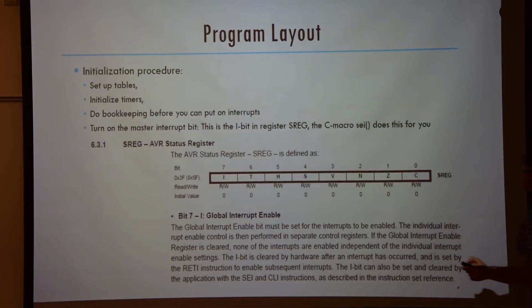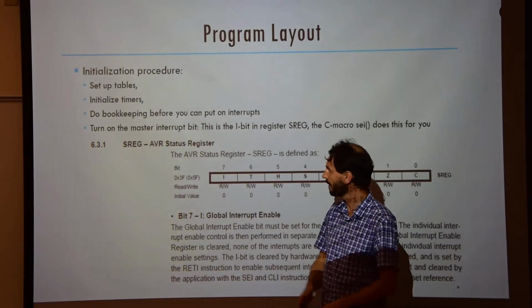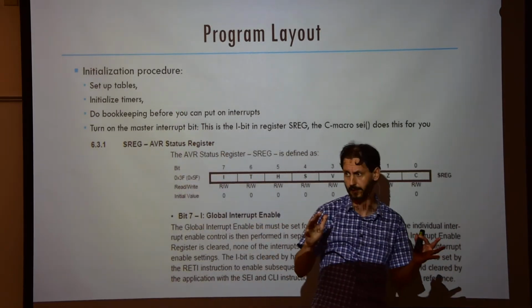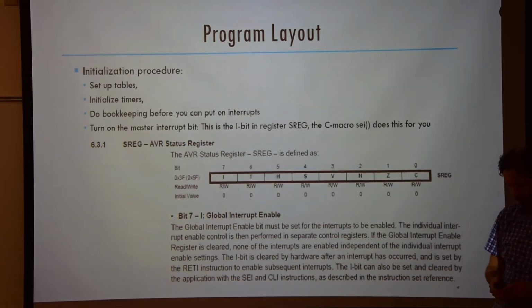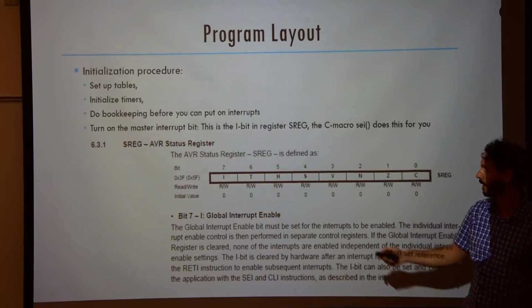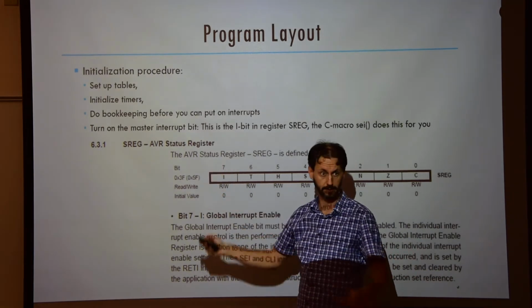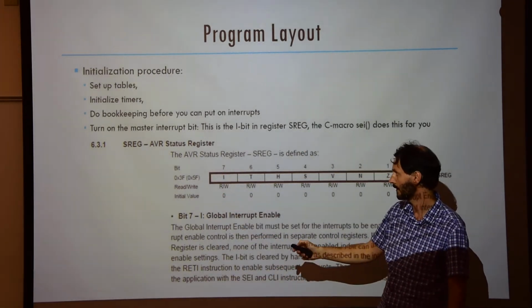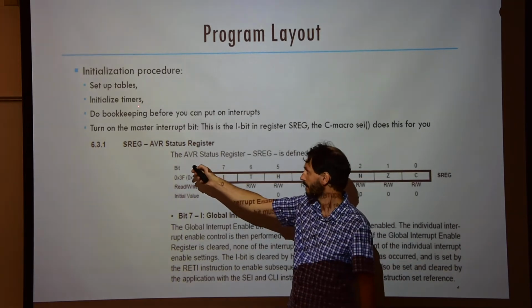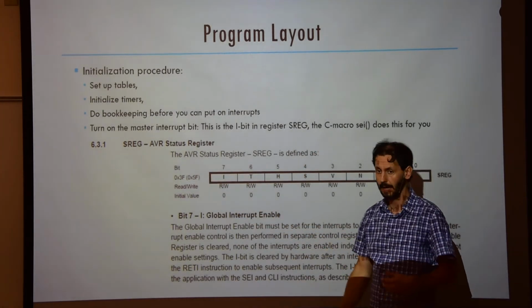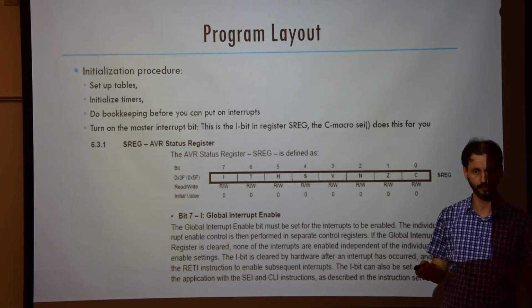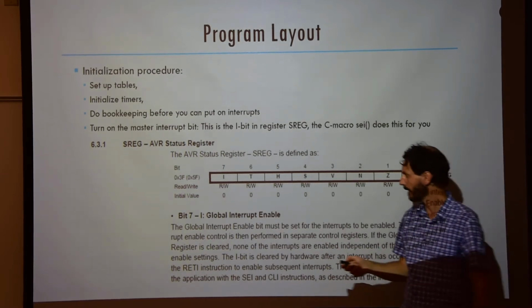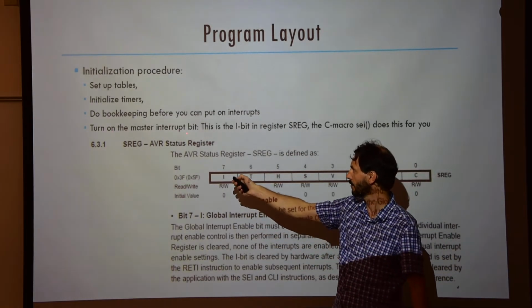We will be talking about program layout. Very important is that we have an initialization procedure. That's what we always start with. We set up all kinds of registers that you want to set up. We will talk about timers in two lectures, I believe. We do all kinds of bookkeeping. And once we've done all of that, we enable the interrupts for which we have written interrupt service routines. We do that by turning on a master interrupt bit.